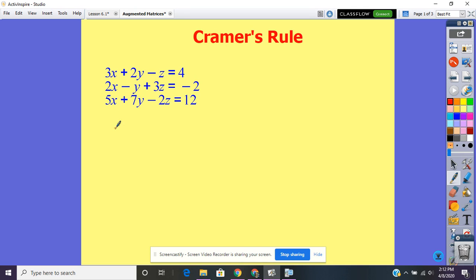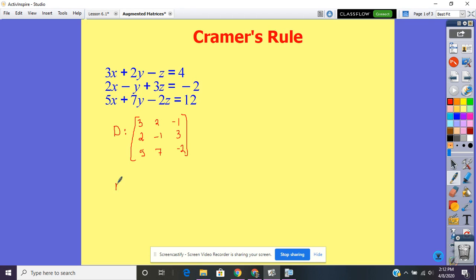The first thing we need to do is set up one more matrix than we have variables. So if I have 3 variables, I will have 4 matrices. My first matrix I'm going to label as just D. This will be all of the coefficients of all my variables. So I will have 3, 2, negative 1, 2, negative 1, 3, 5, 7, negative 2. So that is my first matrix.